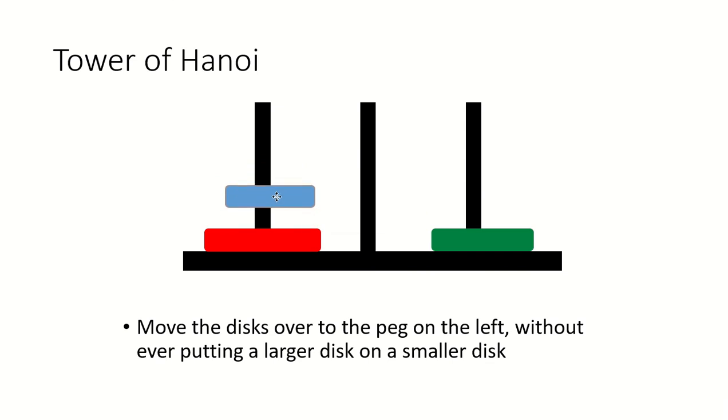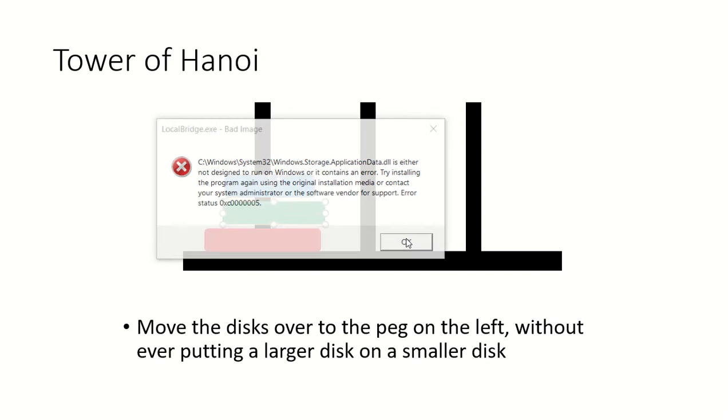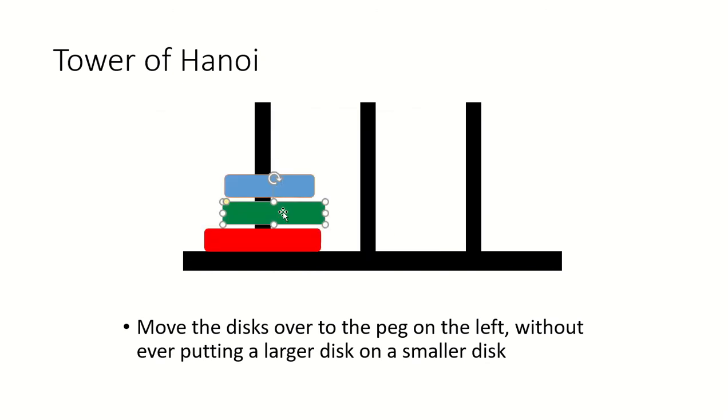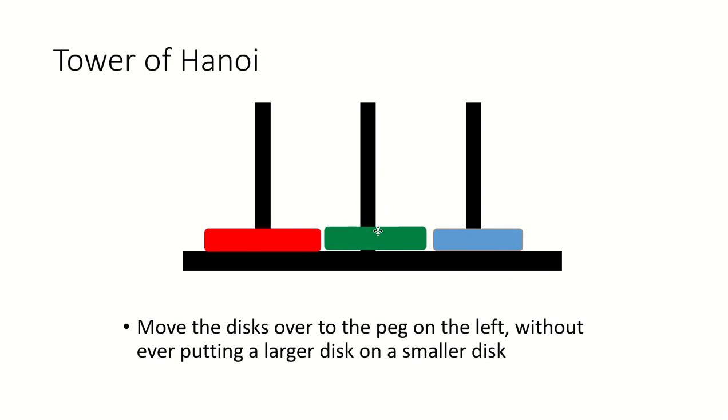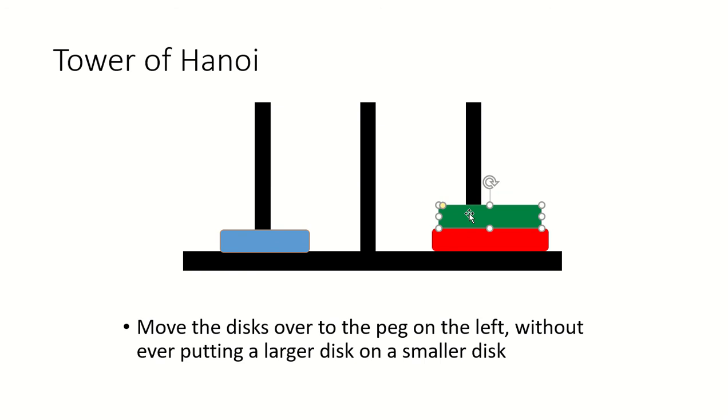And actually I'm seeing now that I'm doing this one incorrectly. So let's do this again for a second. Oh, computer error. So let me show you the correct solution. You would move the blue one to the right, the green one to the middle. Then the blue one can go on top of the green one. Now the red one can go to the right, blue one can go to the left, green one can go on top of the right, and then the blue one can go on top of the right.